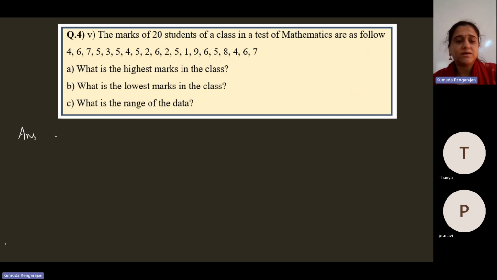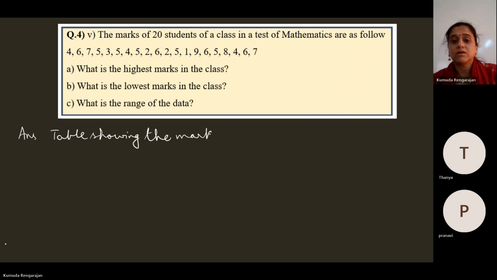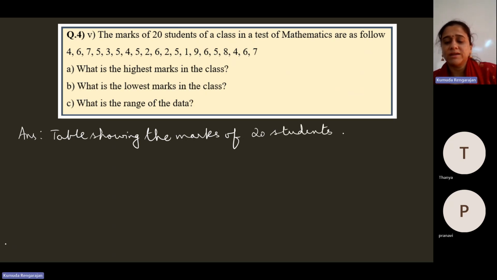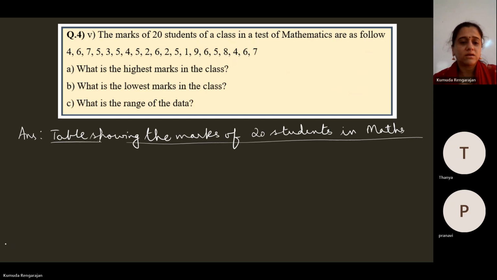So what do you say? Table showing the marks of. Yes, you should write the question. Now, first we'll do the table together. Okay, so table showing the marks of 20 students in maths. Table showing the marks of 20 students in maths. Okay.